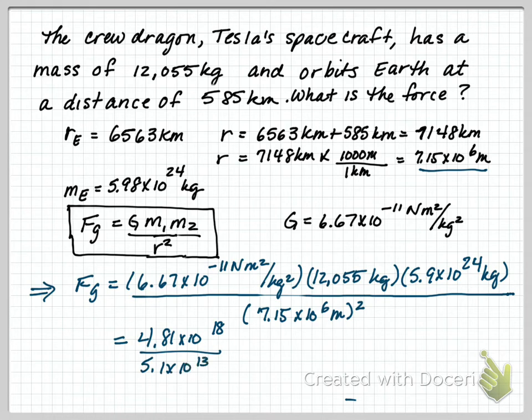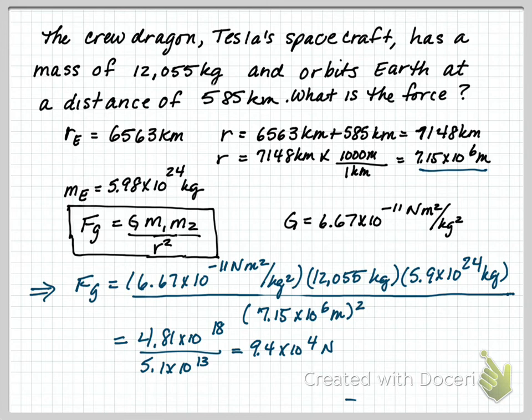And I'll just do it that way in order to just make sure that I don't end up squaring things wrong. And you end up with 9.4 times 10 to the 4th newtons. So that's the amount of force that the Earth is exerting on the spacecraft, and the spacecraft is exerting on Earth. So there's a force between those two masses equal to 9.4 times 10 to the 4th newtons.